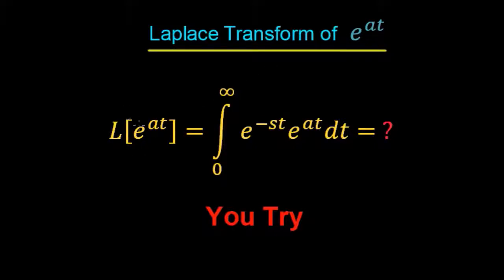Now we'll look at our second Laplace transform, which is the Laplace transform of e to the at. So the Laplace transform of e to the at equals the integral from 0 to infinity of e to the minus st times e to the at dt, and you can go and try that for yourself. I'll give you a little hint. We can take out a common factor of minus t, and you'll have e to the minus (s minus a) times t. And you can use the same form of integration as you used in the last example in order to work that out.